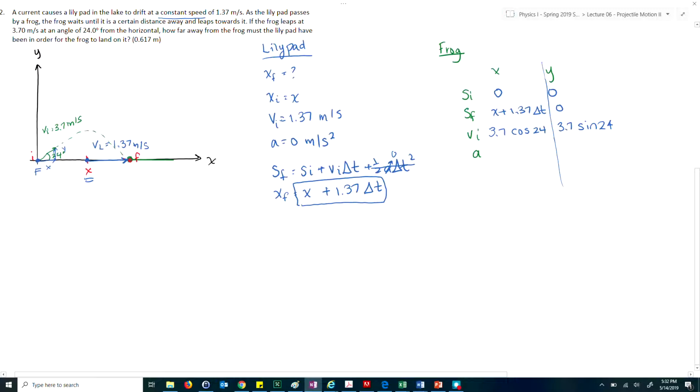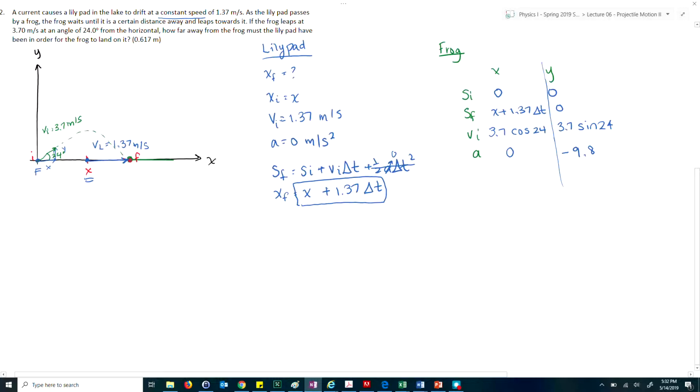Now the acceleration. For a projectile, the acceleration in the x direction is always going to be 0. And since we're close to the surface of the Earth, the y component of the acceleration is 9.8 meters per second squared, pointing downwards. And since it's pointing downwards, we have to remember to put a negative sign there, because up is positive, down is negative.